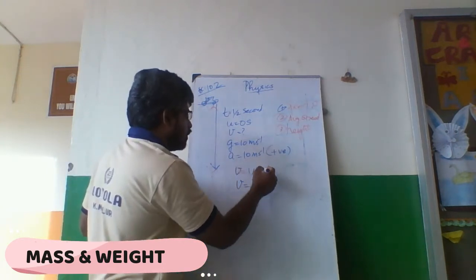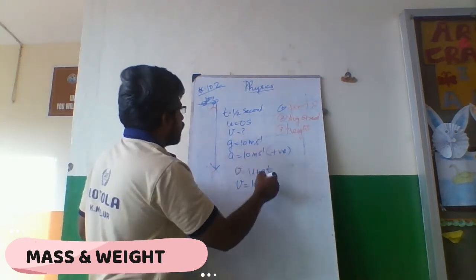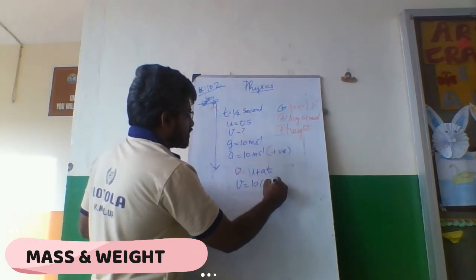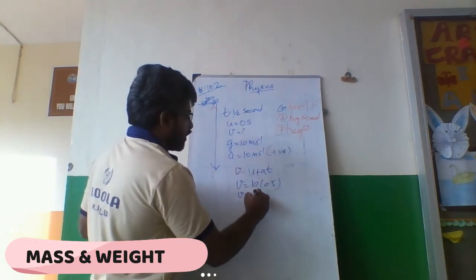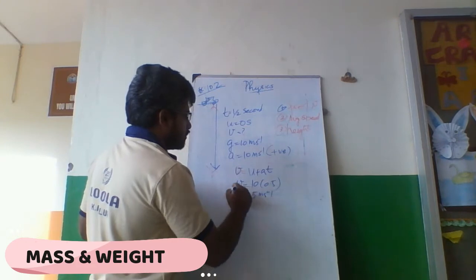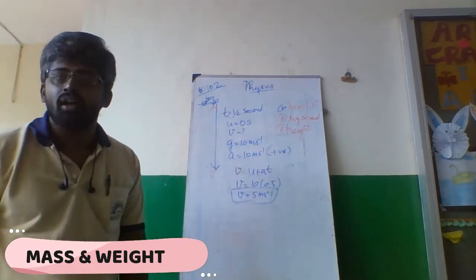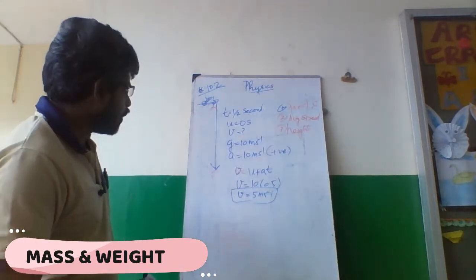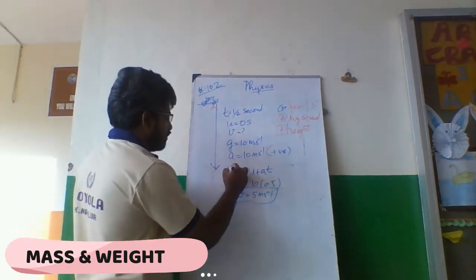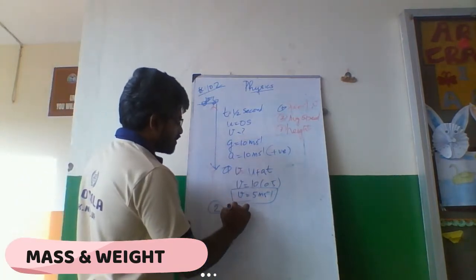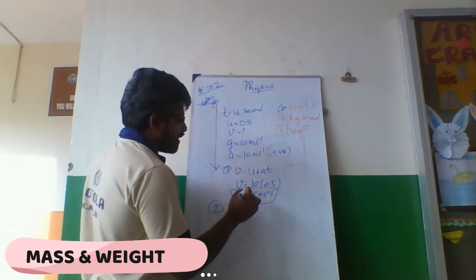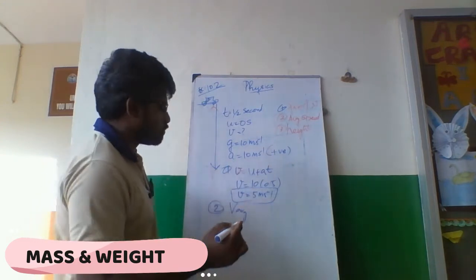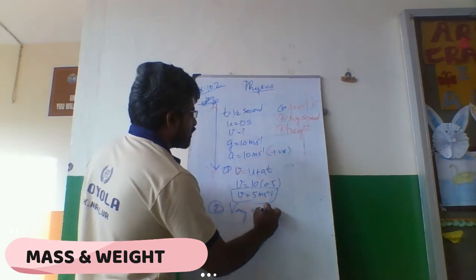V is equal to, what is a? a is 10. What is t? 0.5 seconds. That's all. V is equal to 5 meter per second. Simple. Over. Now, what is the average velocity? First one we found. Average velocity, V average, is equal to average speed. What is average speed? (u plus v) divided by 2.